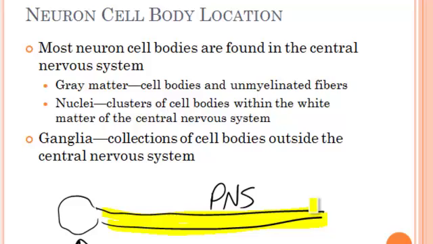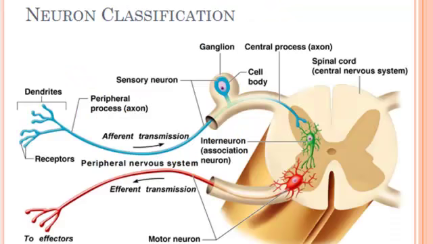Alright, then we have things called ganglia. And ganglia are where we have collections of cell bodies outside the central nervous system. So again, most of the cell bodies are found in the central nervous system, but sometimes we get these collections of cell bodies outside the central nervous system, and they form these little bumps, and we call these ganglia. So for example, here's our spinal cord, and our spinal cord is part of the central nervous system. Notice on the inside here, we have some gray matter.